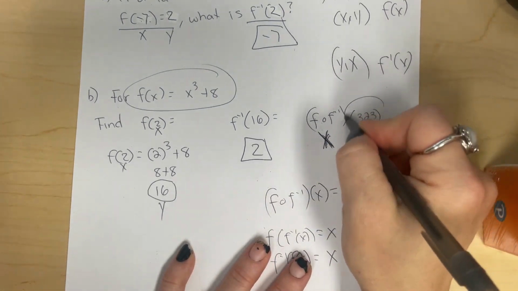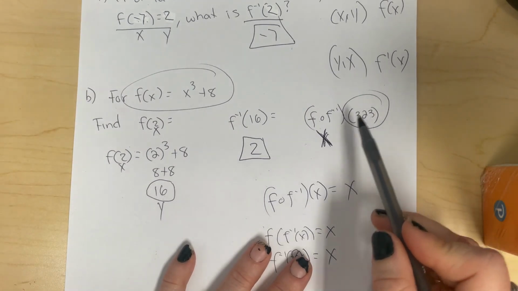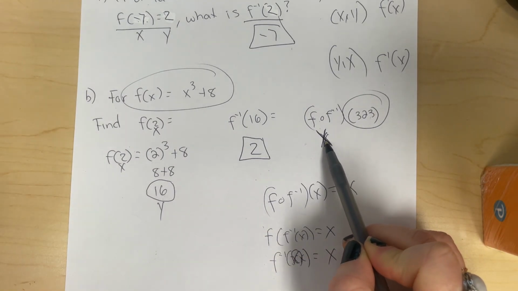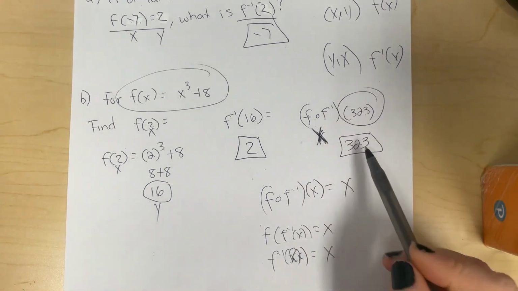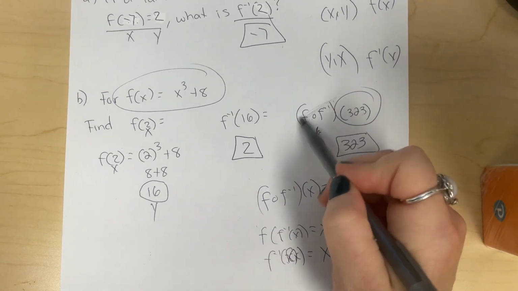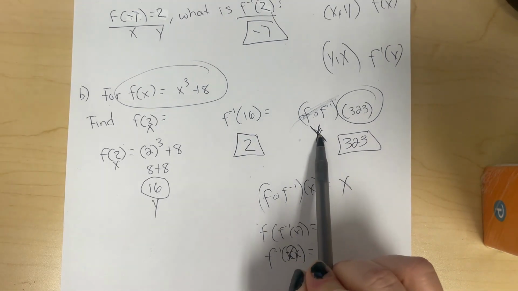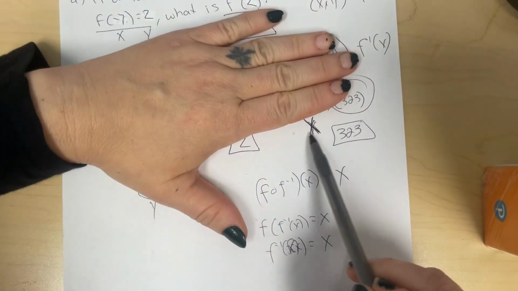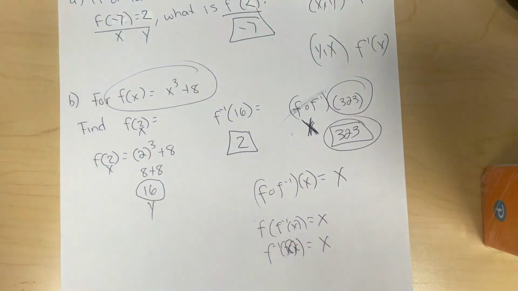So if we're going to plug in 323 into this, we're really just plugging in 323 to the x. So our answer is 323. Think of f and f inverse almost canceling out with each other. They don't cancel out, they get an x here, right? So all we're left with is an x, which means this goes into the x. Our answer is that number.